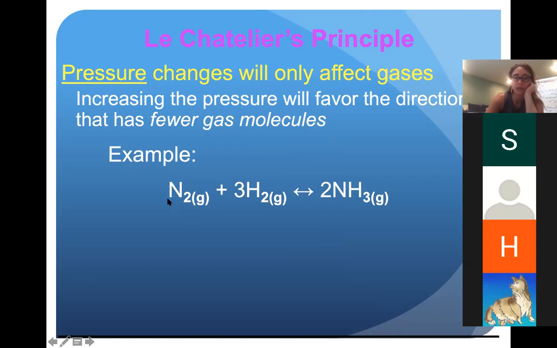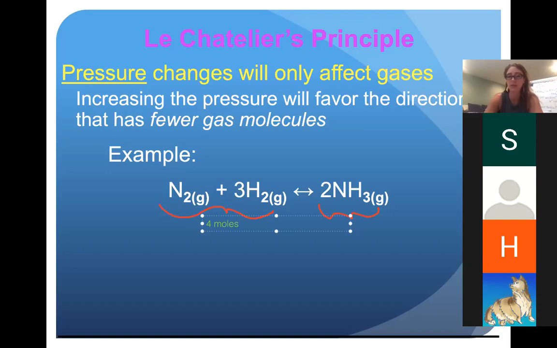Okay, on my reactant side versus on the product side. On the reactant side, if you notice, I have a total of 4 moles of gas, right? And so, right, 1 nitrogen and 3 hydrogens, right? So 4 moles on the reactant side.